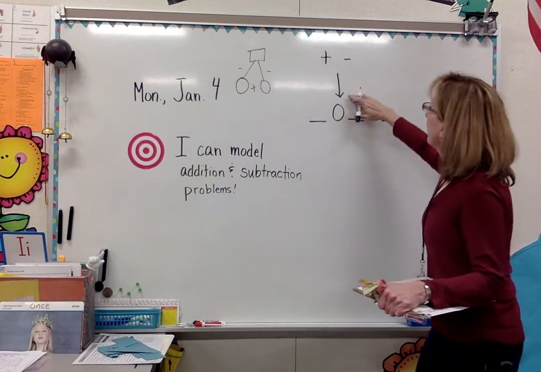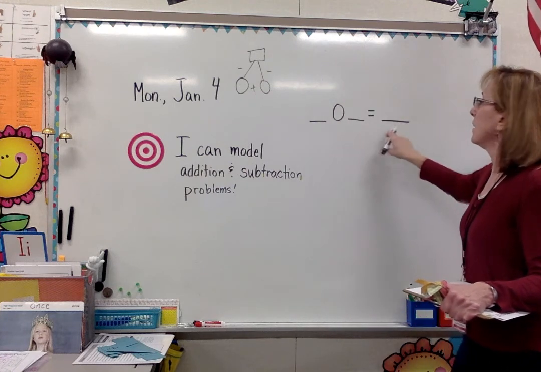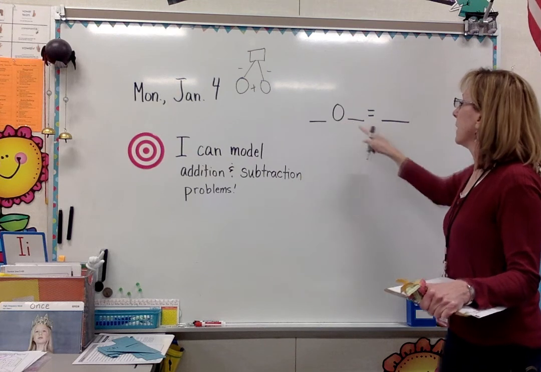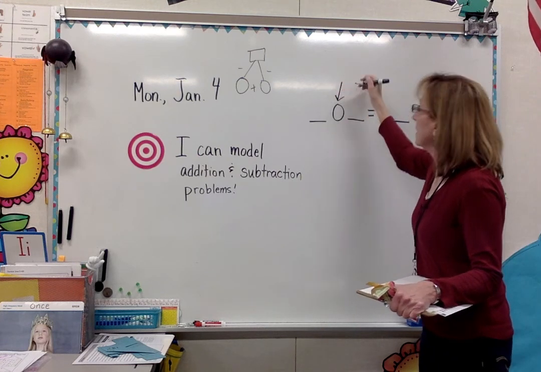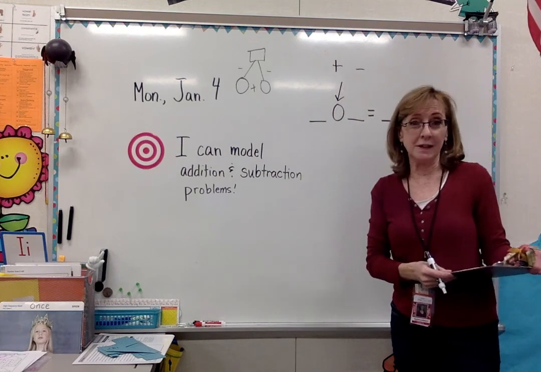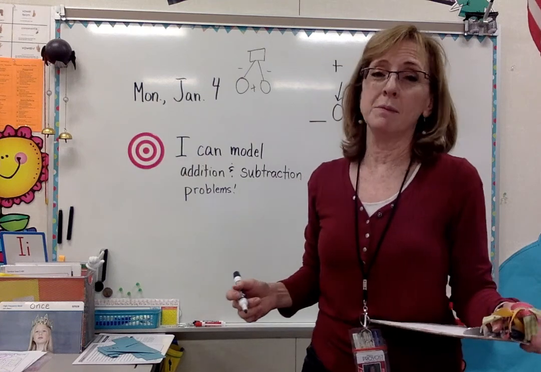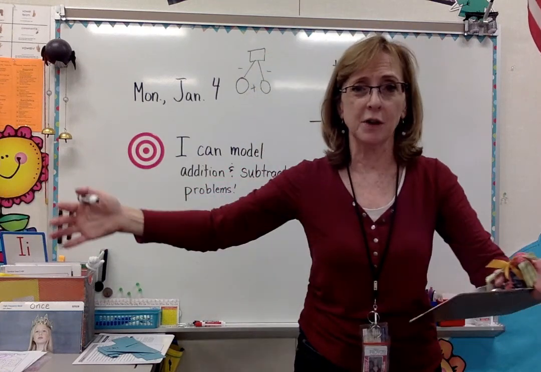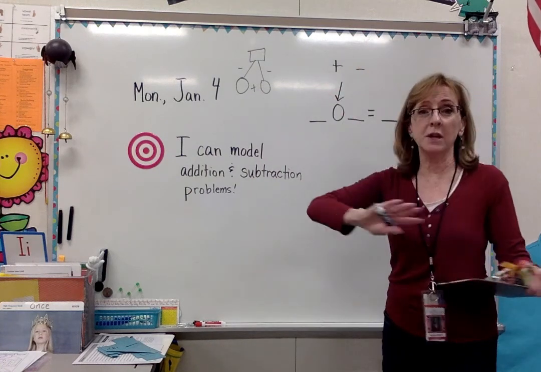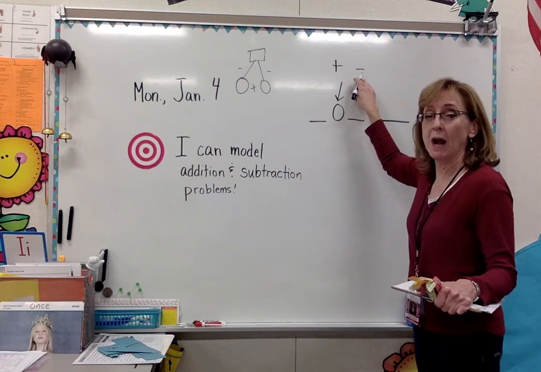I'm going to erase this part so I can make it a little easier. Blank, circle, blank equals blank, okay? In this circle, we need to decide, are we going to add or subtract? What do we need to put in there, the addition symbol or the subtraction symbol? As I'm looking at word problems, I need to think, am I bringing things together? If I'm bringing them together, I'm going to add. If I'm getting rid of something or taking it away from something, then I'm going to subtract, okay?